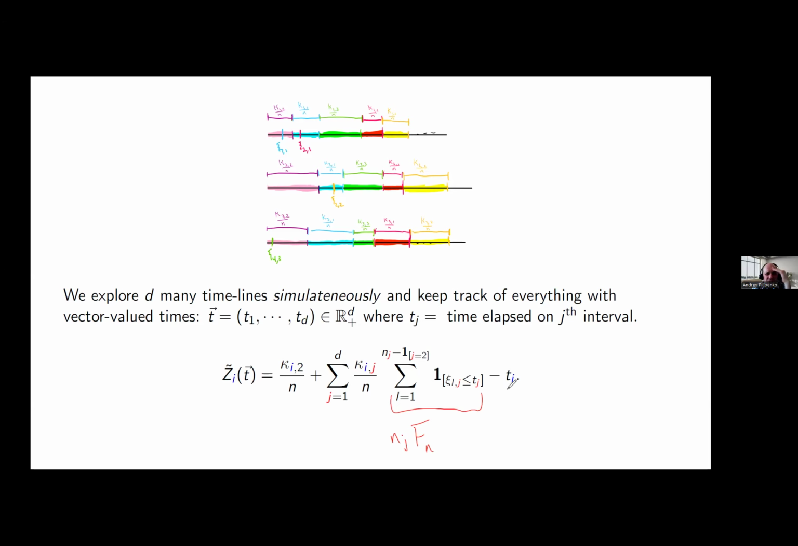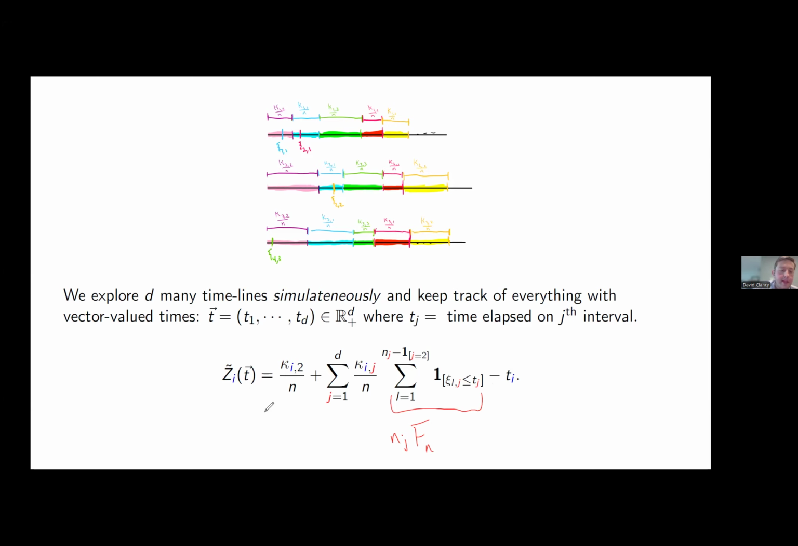But the NJs, now we have, are they dependent? Sorry? The NJs, their sum is n? Yeah, they sum up to n, yes. But these are just real, just integers now, deterministic.